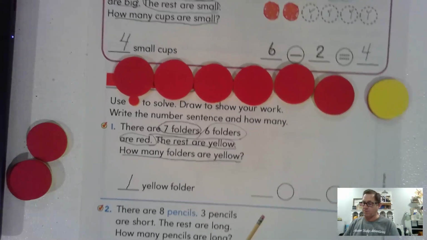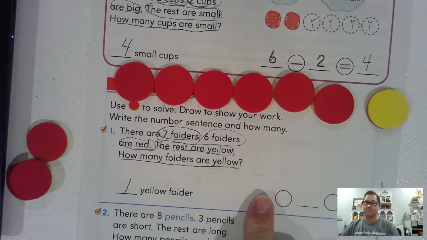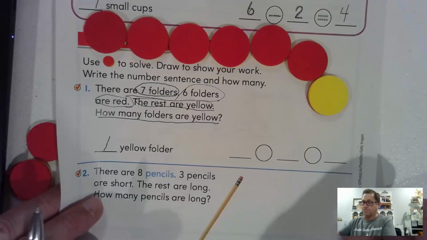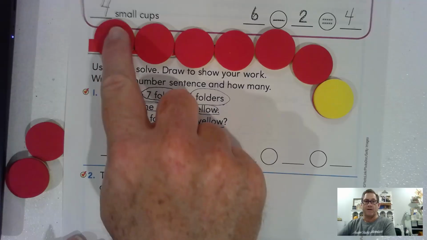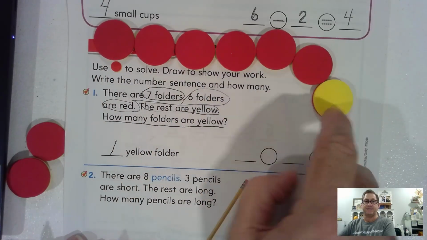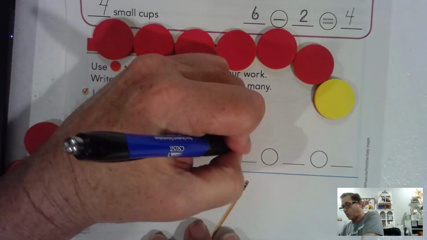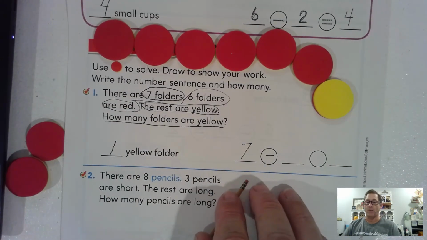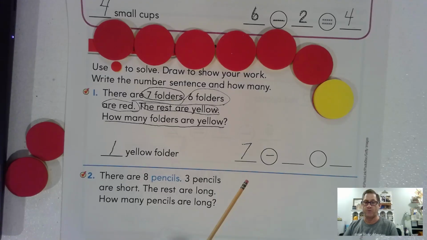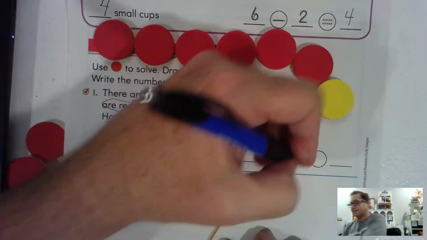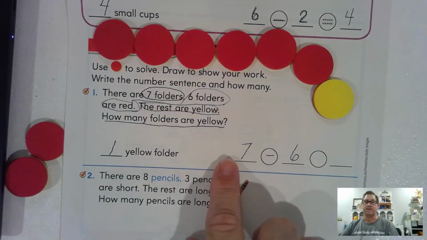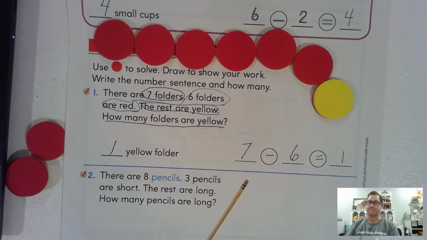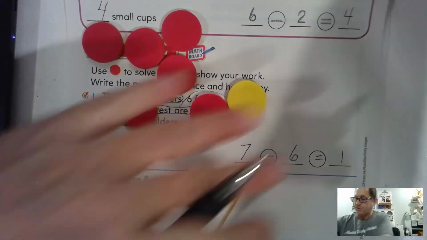So what's the math problem? What was our whole amount? Our whole amount was 1, 2, 3, 4, 5, 6, 7, right? 7 folders. That was our whole. And we took that apart and separated it into red and yellow parts. How many of them were red? 6. So 7 minus 6 equals 1. Okay, let's look at number 2.